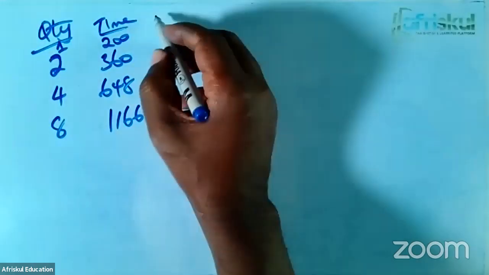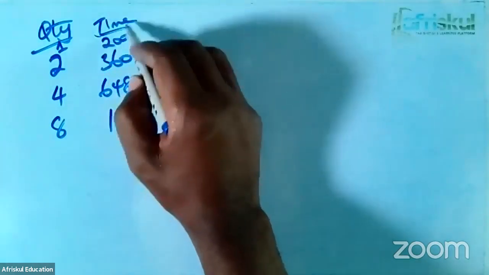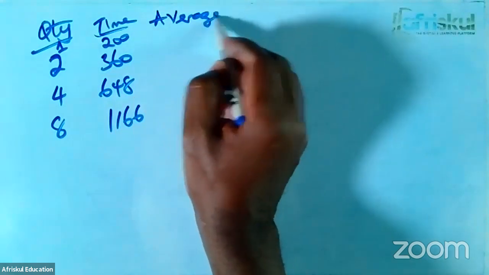1166. So a good student here, first of all, should have realized that this is a wrong way of presenting our time. From the cumulative experience principle, as the quantity increases, what happens to average time? Average time is supposed to be reducing, because the more we produce, the faster we become, because of the experience we get. So a good student should have known that this is not average time, and should have created a column of average time here.